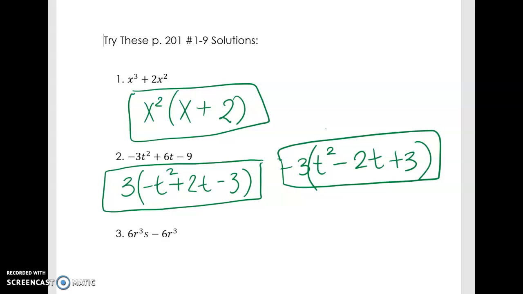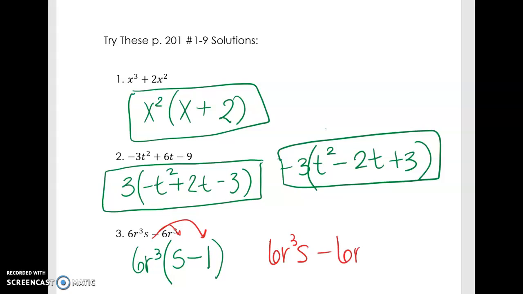Number 3, you both have 6 and both have at least r to the third power. So 6r cubed is my GCF. I'm going to factor that out. In the first term, I just need an s. The second term, I'm going to need a 1. It looks like I wouldn't need anything because I pulled out a 6r to the third, but I do need to put a 1 in that case so that when I check it, if I multiply it out, I would get 6r cubed s minus 6r cubed. If I didn't put that 1, I would miss the whole second term.